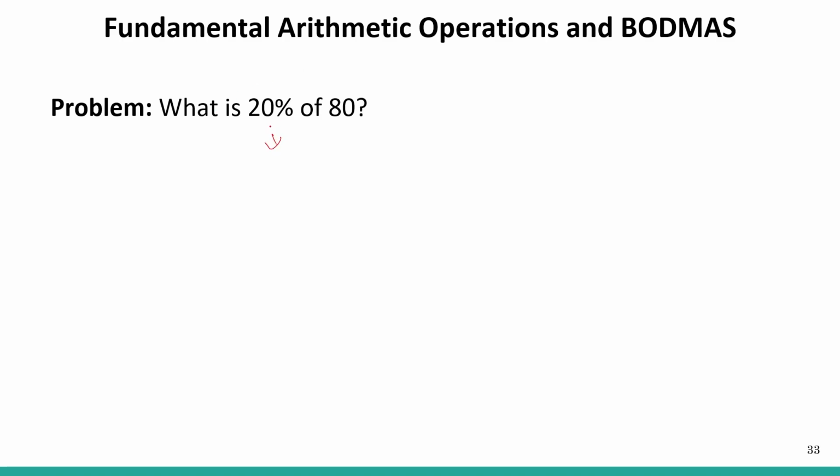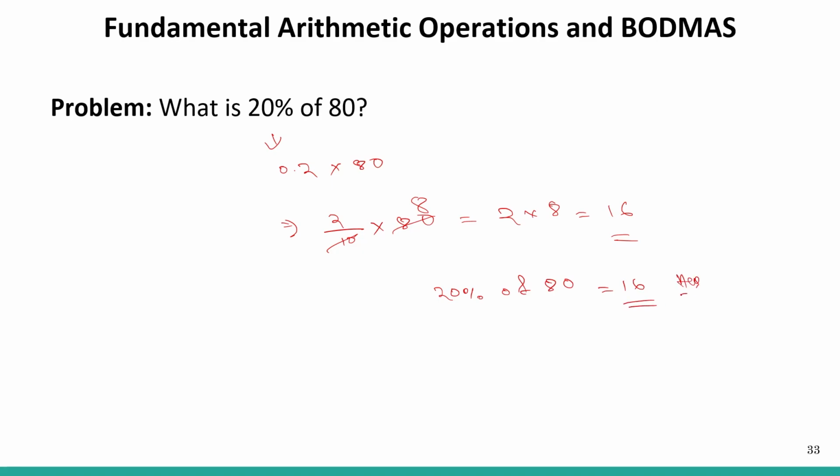First we convert 20% to decimal, that is 0.2 of 80. So multiply by 80. This is nothing but 2 by 10 into 80. So what we do first is we divide first, then we multiply with 80. So what we are left with is 2 into 8, that is equal to 16. Okay, so 16 will be the answer, that is 20% of 80 is equal to 16. Okay, this is the answer.